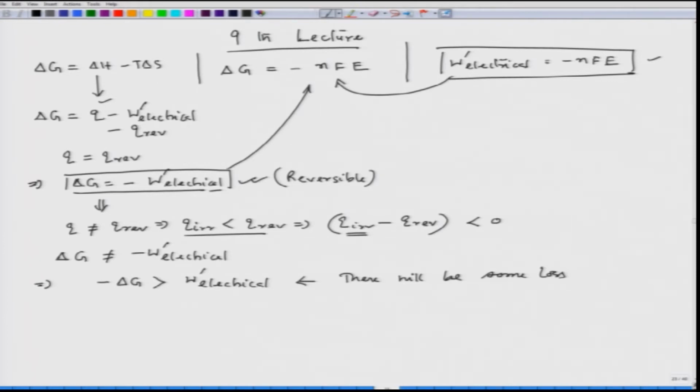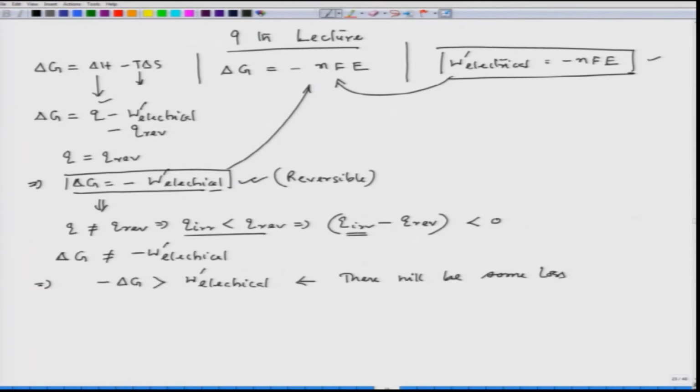Of course, we have seen that the mechanical work part gets cancelled when we start from this. So, this is the maximum work that is possible if the system goes reversibly.